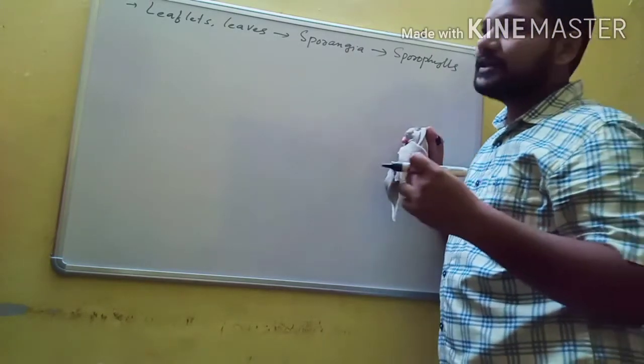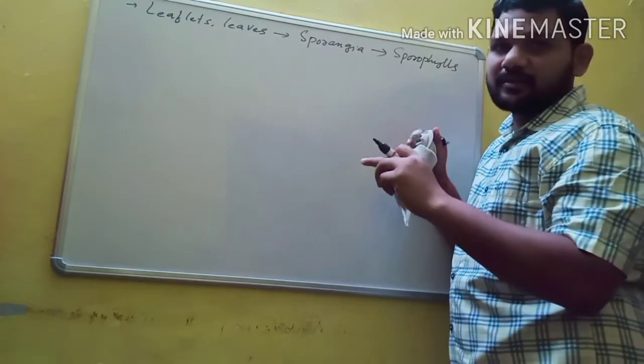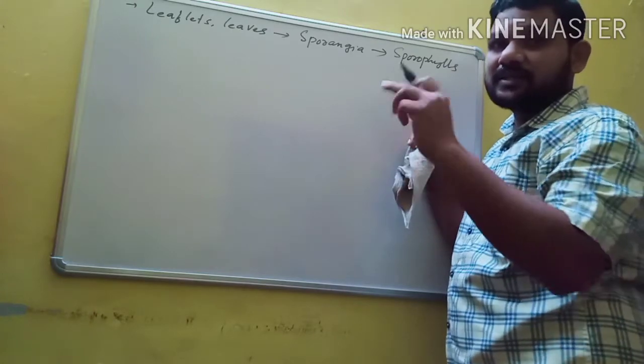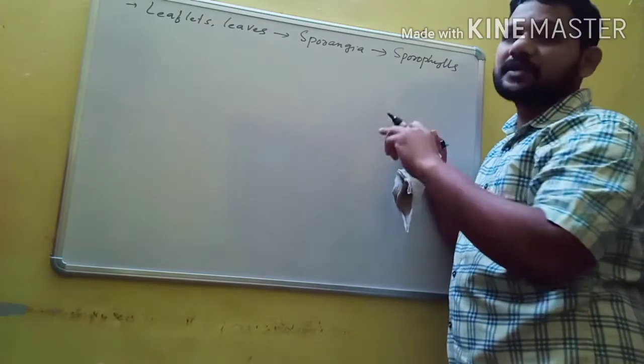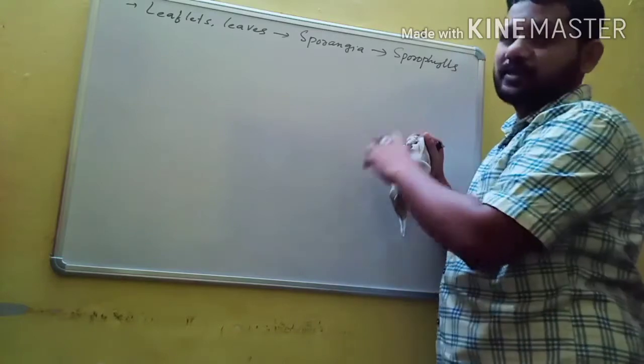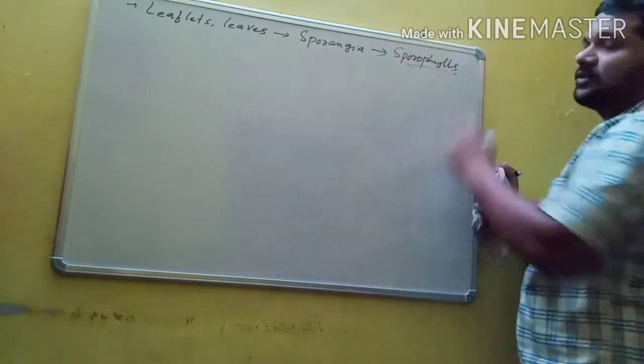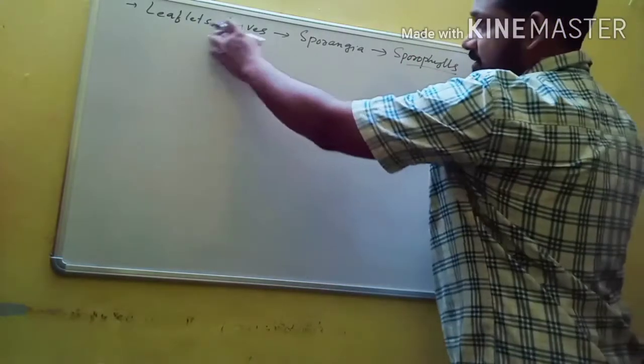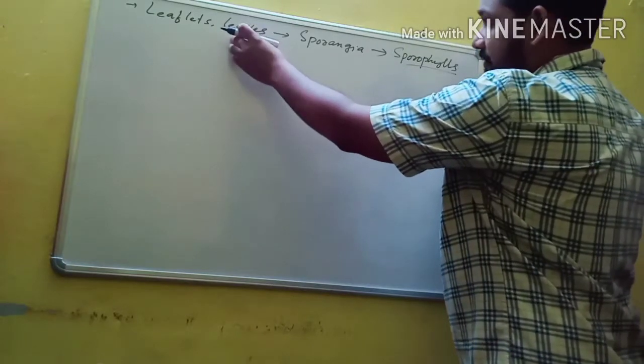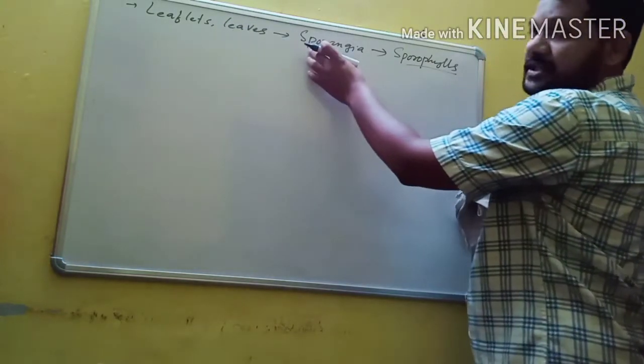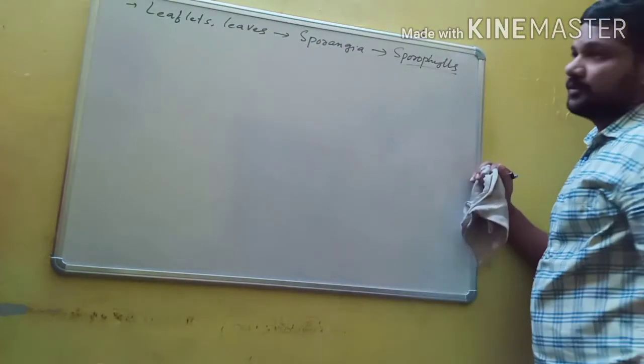In pteridophytes, the leaves are microphylls and macrophylls. With respect to reproduction, the leaves are photosynthetic leaves and reproductive leaves. Simply, reproductive leaves are known as sporophylls. Any leaflet or leaf which possesses sporangia is known as a sporophyll.